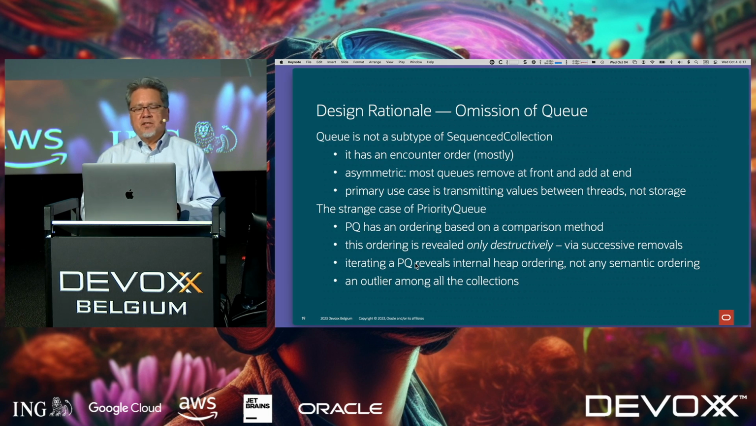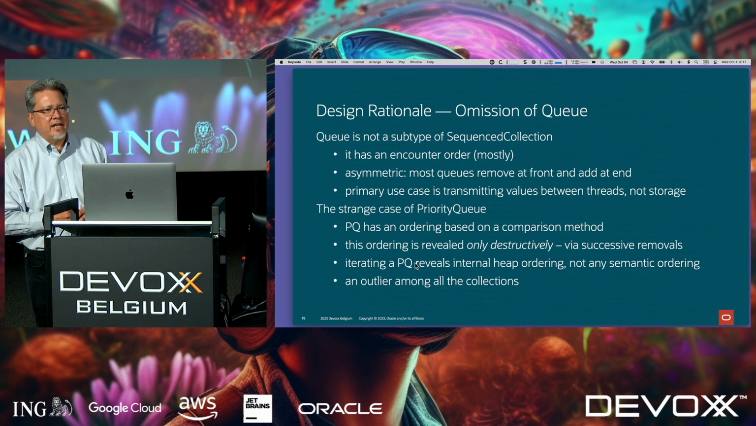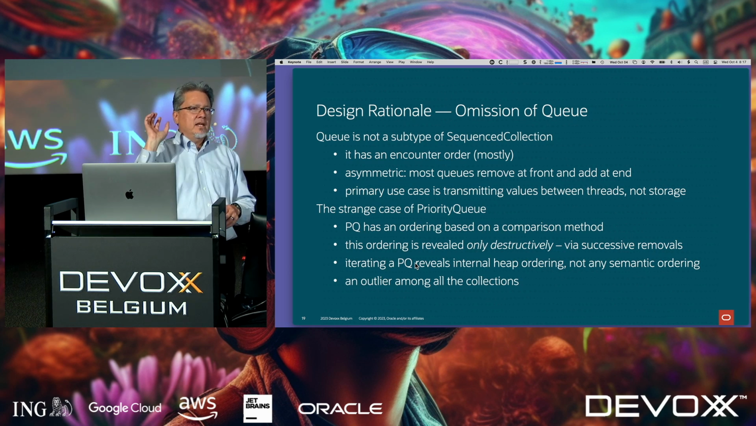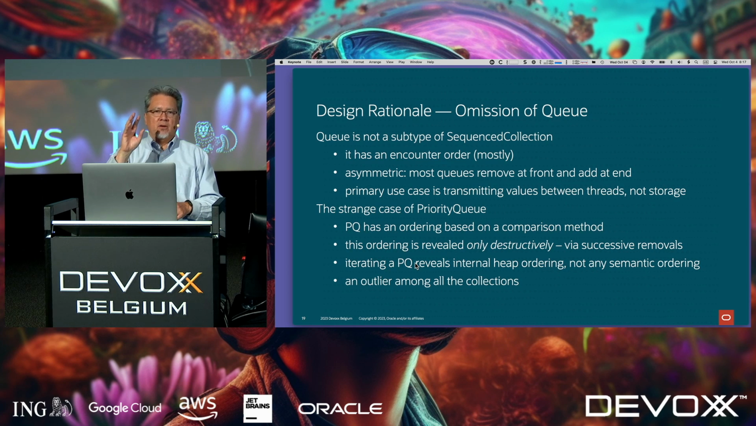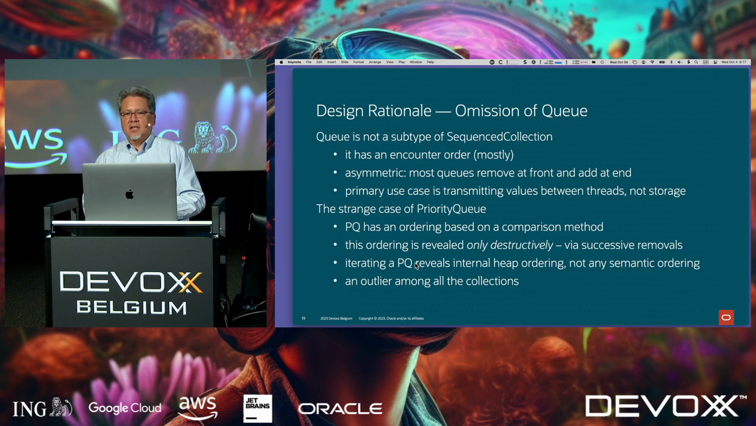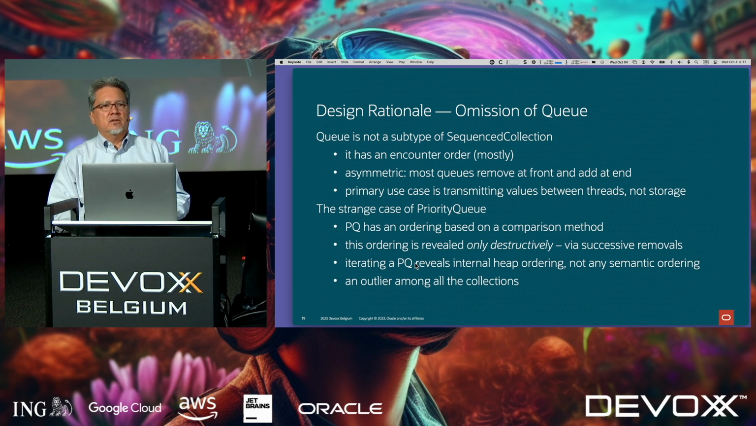But there's another thing too, which is that priority queue is a very strange collection. It kind of does and it kind of doesn't have an encounter order. And so what priority queue does is it allows you to add things to it, and it will order them by value. And so you provide a comparator to the priority queue, and it'll compare the elements, and it always returns the least element in the collection. The thing about priority queue is that this order is revealed only destructively. And so it's a heap data structure.